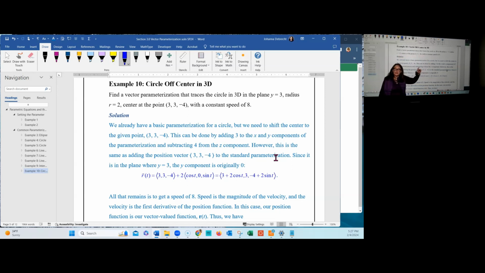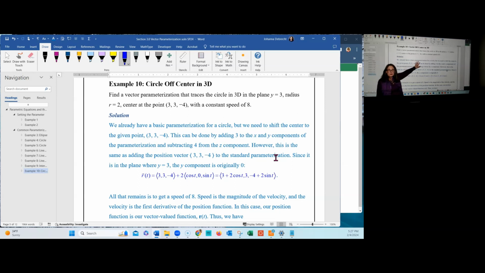This last part may throw you at first. It says with a constant speed of 8. What does that mean? It means as you trace it, it has a constant speed of 8. Well, we'll take a look at what that means in just a minute. Let's start with the other requirements.